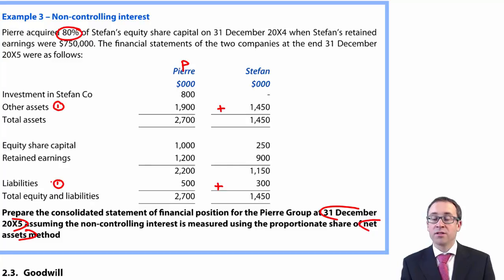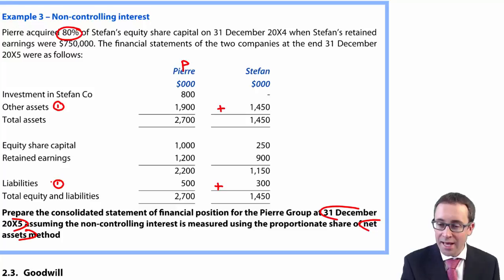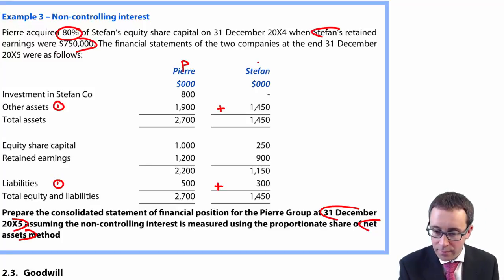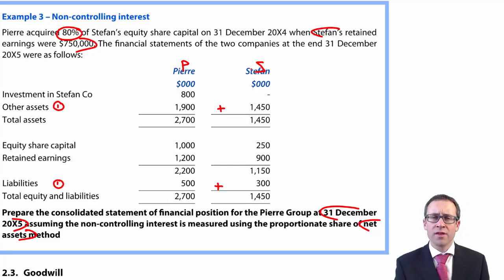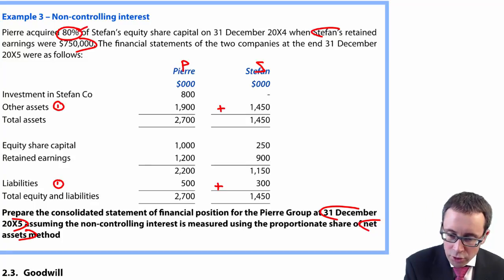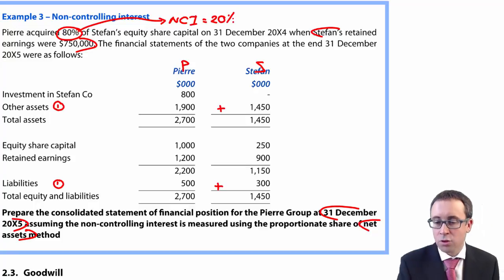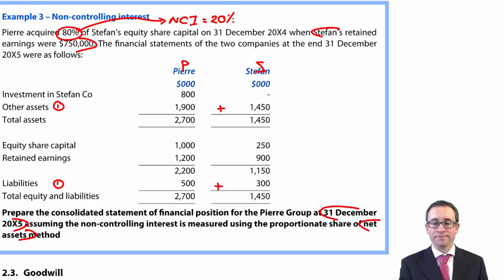That was done on the 31st of December X4, so that was at the end of the previous year. The retained earnings of Stefan, the subsidiary, are $750,000, so we'll be able to use that to work out the post-acquisition retained earnings. And I think you probably all spotted it already. The NCI that we have is equal to 20%, isn't it? Okay. So we need to account for that non-controlling interest share, don't we?